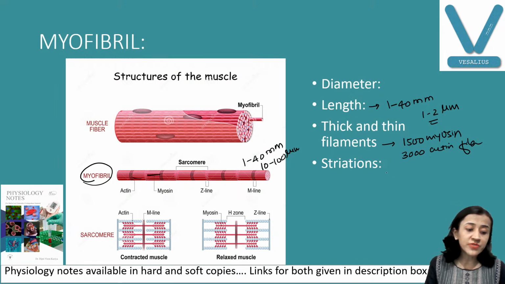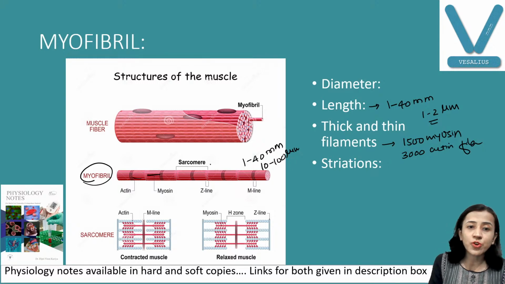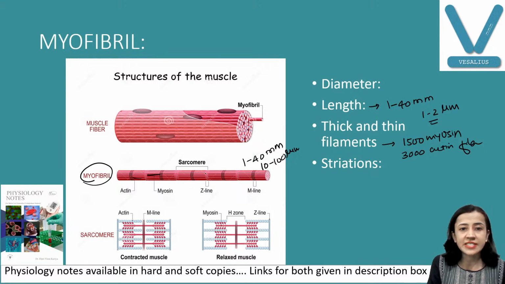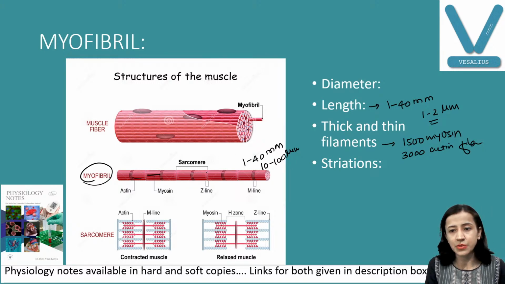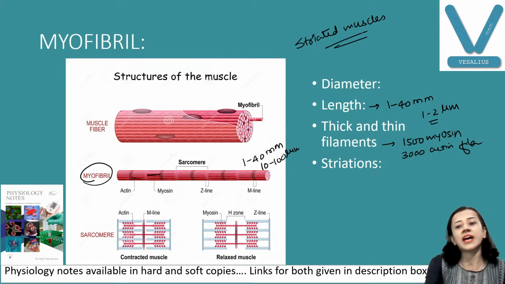Now, because of this presence of actin and myosin filaments, there is the presence of striations. You can see the striated arrangement is there. Okay, so we can see the striations, and therefore these muscles are known as striated muscles. Fine, skeletal muscles are known as striated muscles.